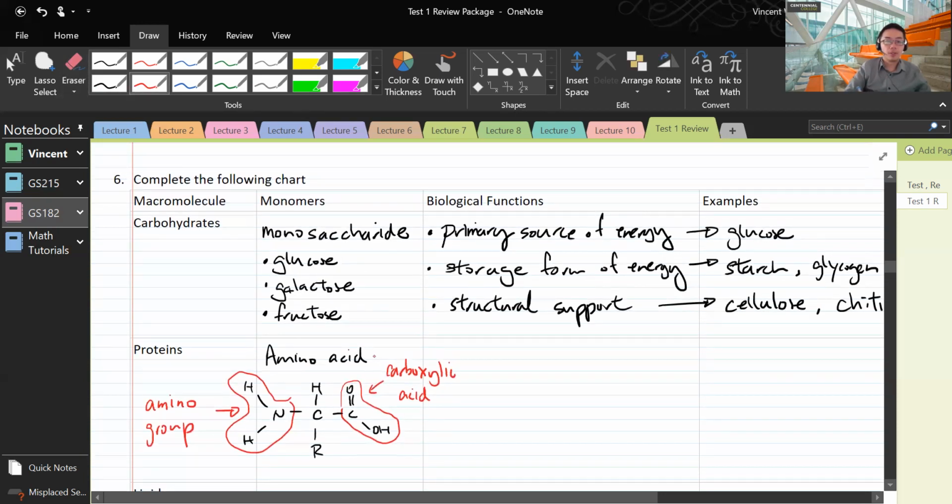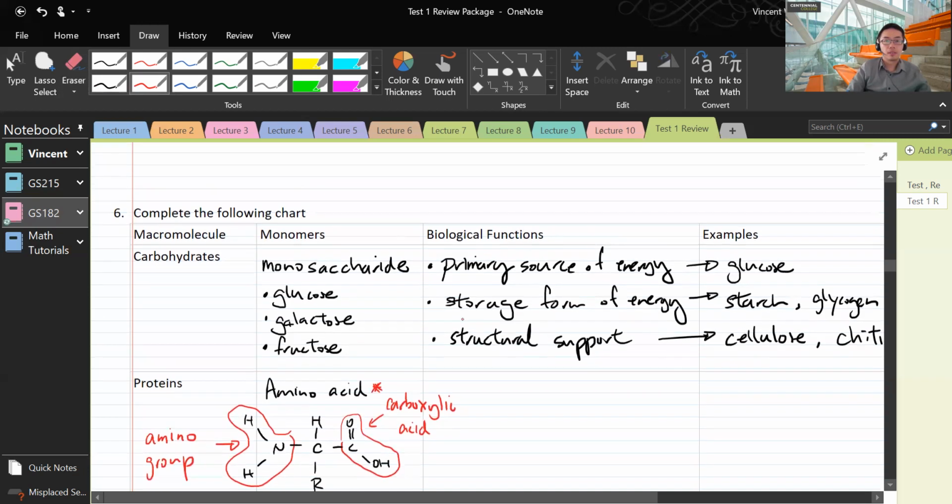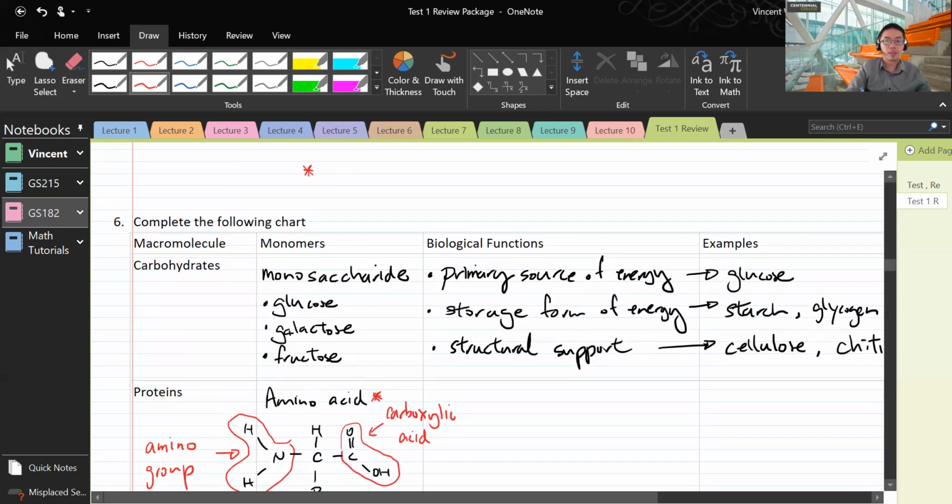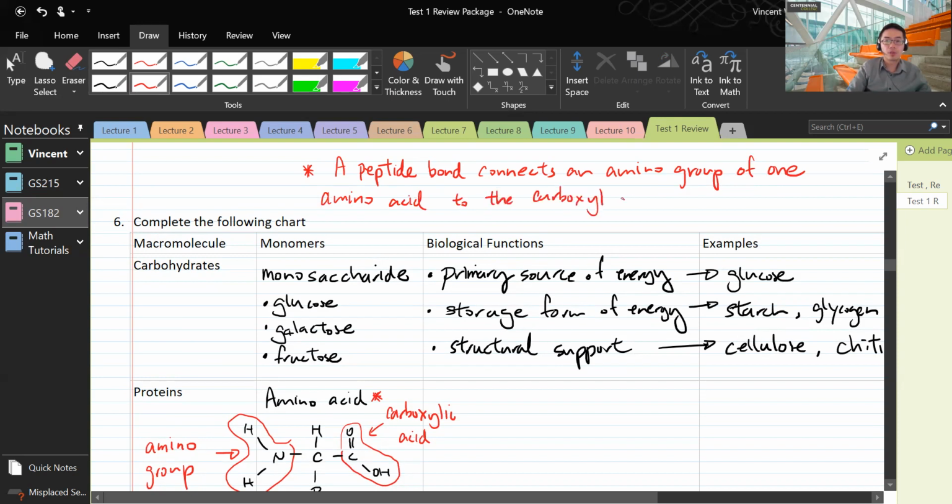Now I'm just going to put a note here, just because I remember there might be a question like this. A peptide bond connects an amino group of one amino acid to the carboxyl group of another. Okay, so we did this before in lecture 2.